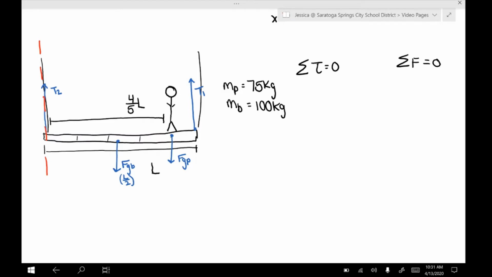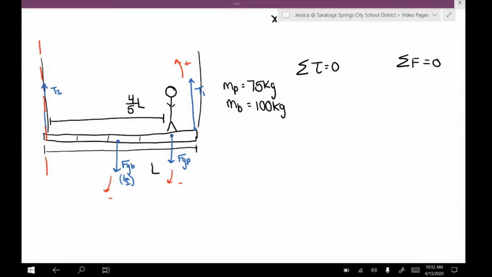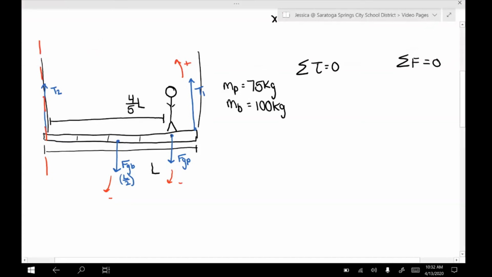Okay. Next thing I want to do is figure out direction. So T1 is going to be positive, FGP and FGB are going to be negative. Okay. Again, I'm looking at torques first. So I'm going to have a torque from T1 minus a torque from the board minus a torque from the person. And that's all going to equal 0 because this whole system is at rest. And I'm going to continue this down here where I have a little bit more room. Okay. So I'm looking for T1.